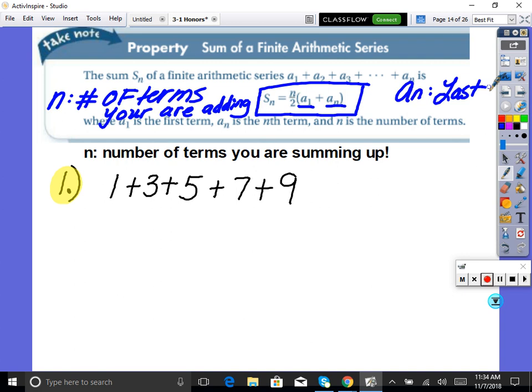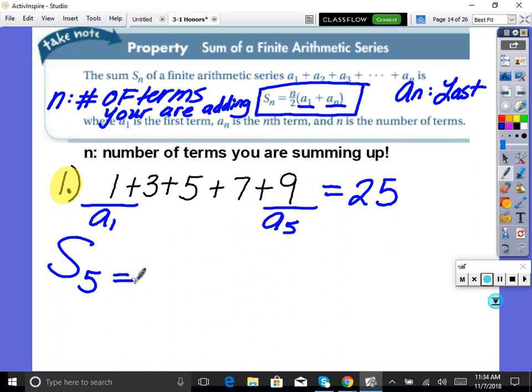So let's look at this right here. Yes, if you were to just add it up by hand, you get 25. Okay, everybody look. a sub 1, 2, 3, 4, 5. Here's a sub 5. Are we good with that? So how many terms are we summing up? The first through the fifth. So that'd be 5. So you'd say I'm summing up 5 terms.